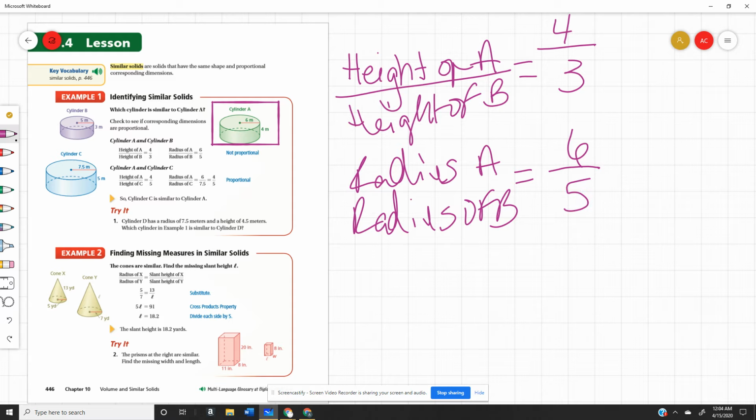Now, to get from 6 to 4, that's like 2/3. To get from 5 to 3, it's not 2/3. These don't reduce down to the same lowest fraction, okay? So these are not proportional. That's what we'd say, not proportional, because they don't equal the same fraction, okay?